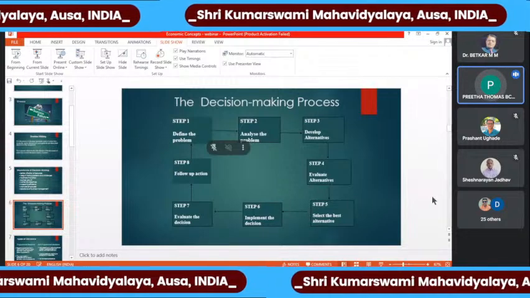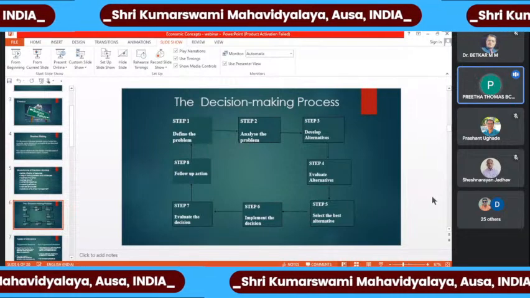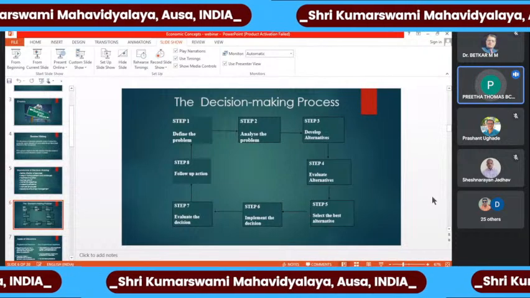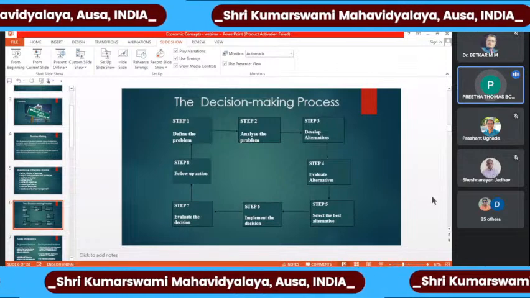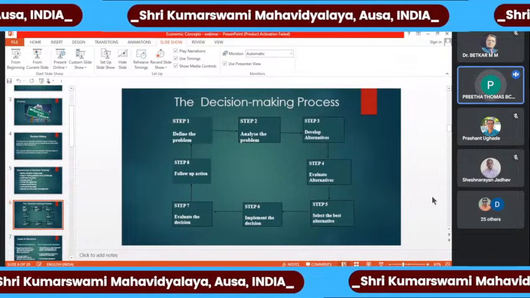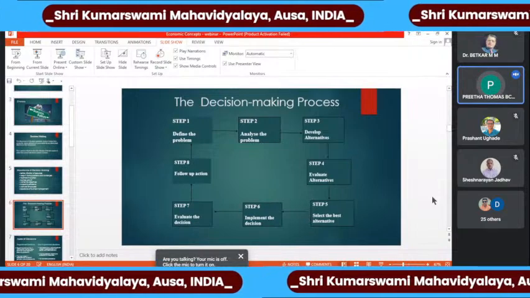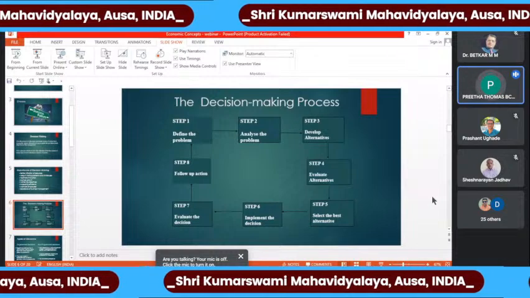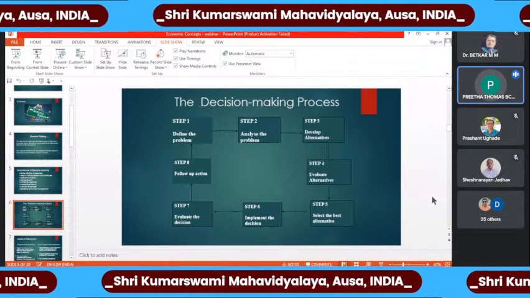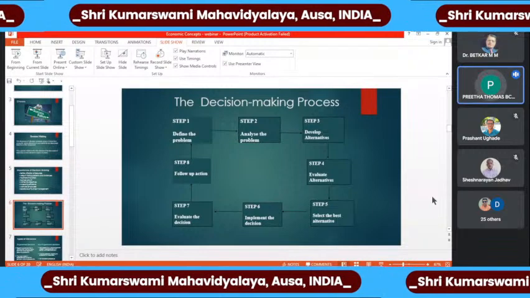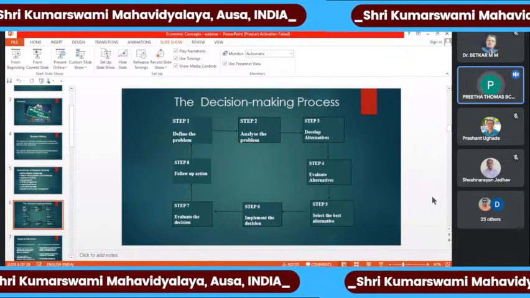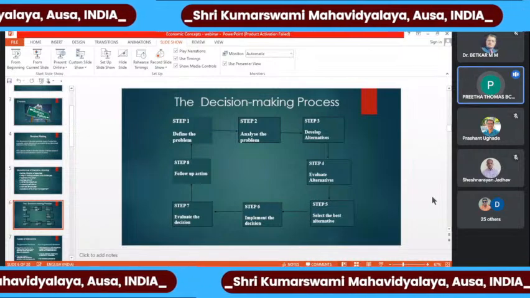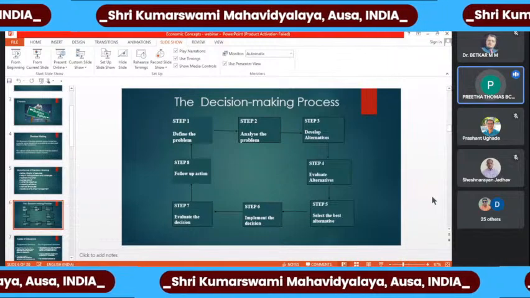Next, we have what is known as the decision making process. Decision making definitely is a process, because although we do it in a split second, like I told you, when we wake up in the morning we take so many decisions, those are easy decisions. Sometimes in businesses we have to take some very tough decisions. So even the easy decisions or the tough decisions go through a certain process. It is an 8-step process, and the first step is what is known as defining the problem.